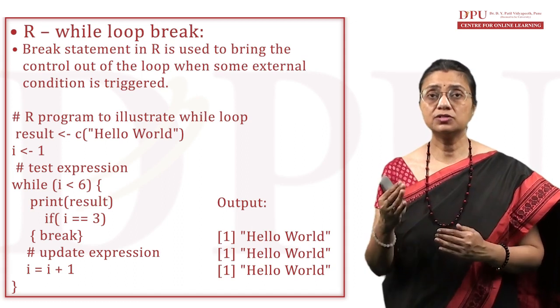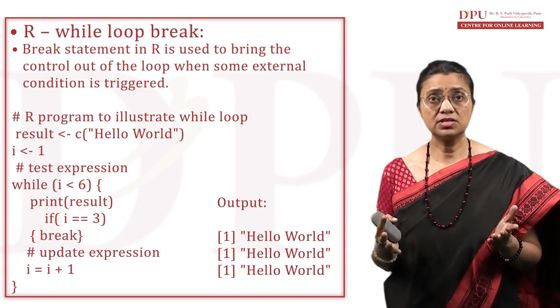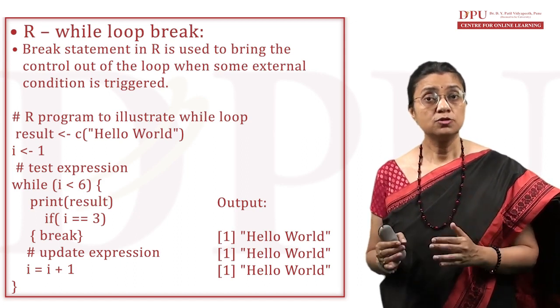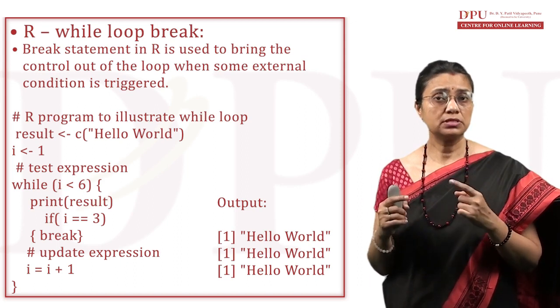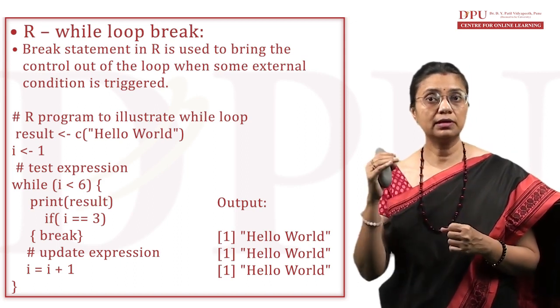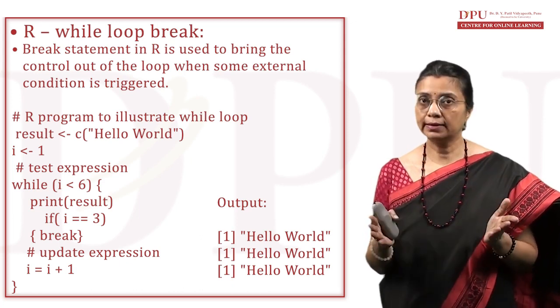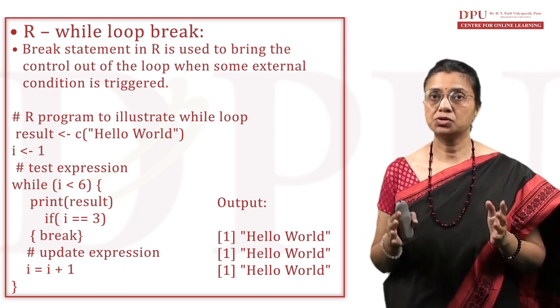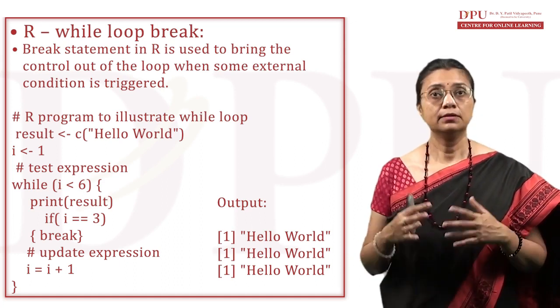In the third iteration, it checks 3 is less than 6. Yes, 3 is less than 6, so in that case, print result. So we get hello world for the third time. You can see, students, in the output that hello world has been printed the third time. But now I is equal to 3. What is the condition? I is equal to 3. So after printing hello world the third time, the loop breaks.